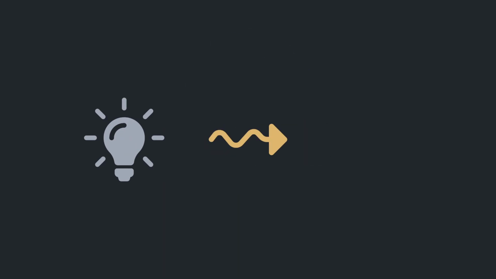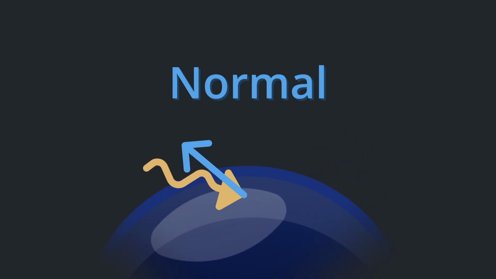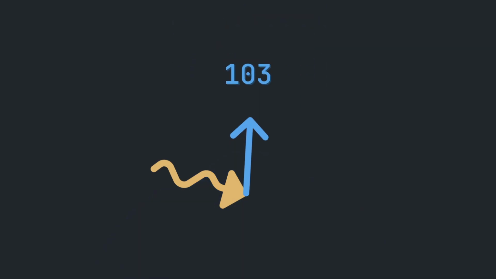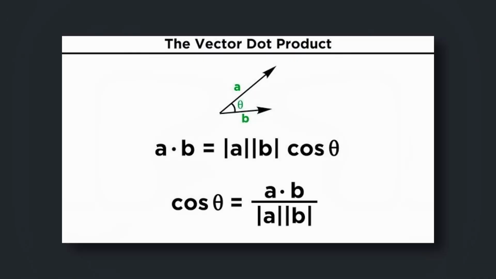Light has a direction. So does the surface, its normal. The more they face each other, the more light the surface should get. Pointing straight at the light, bright. Turned away, dark. Somewhere in between, well, dimmer. We need a number that tells us how aligned those two directions are. That's exactly the mathematical property of the dot product.